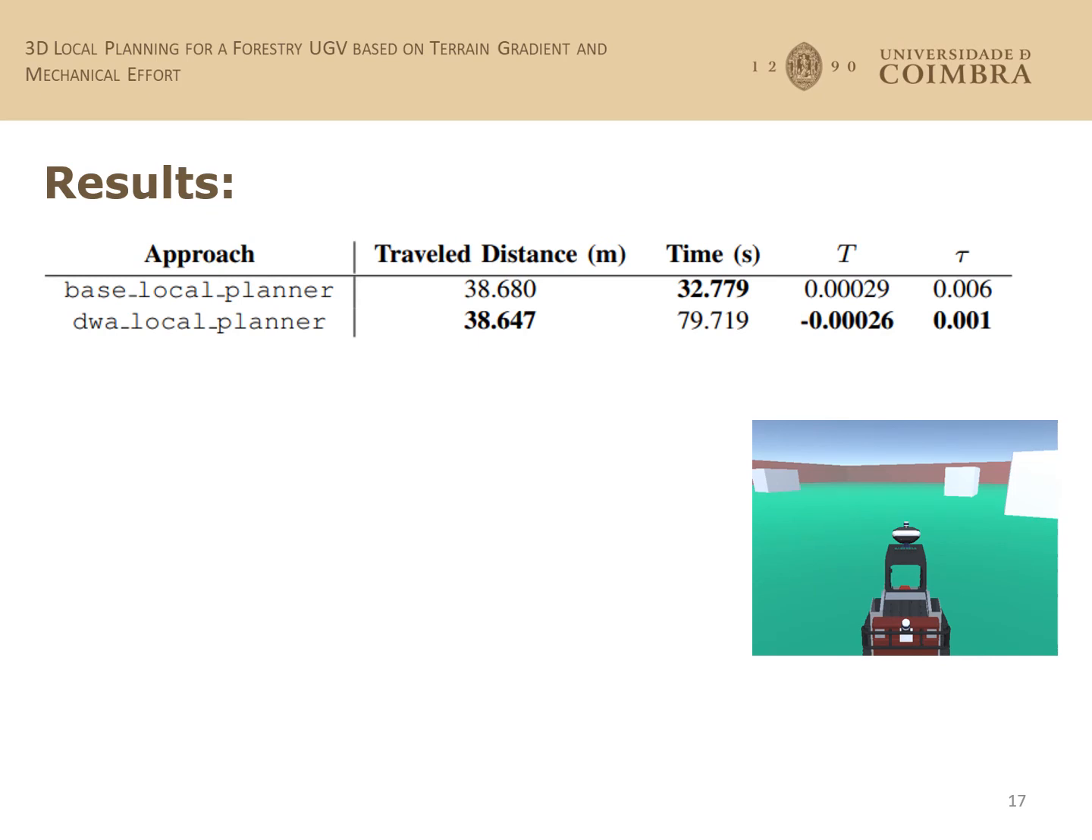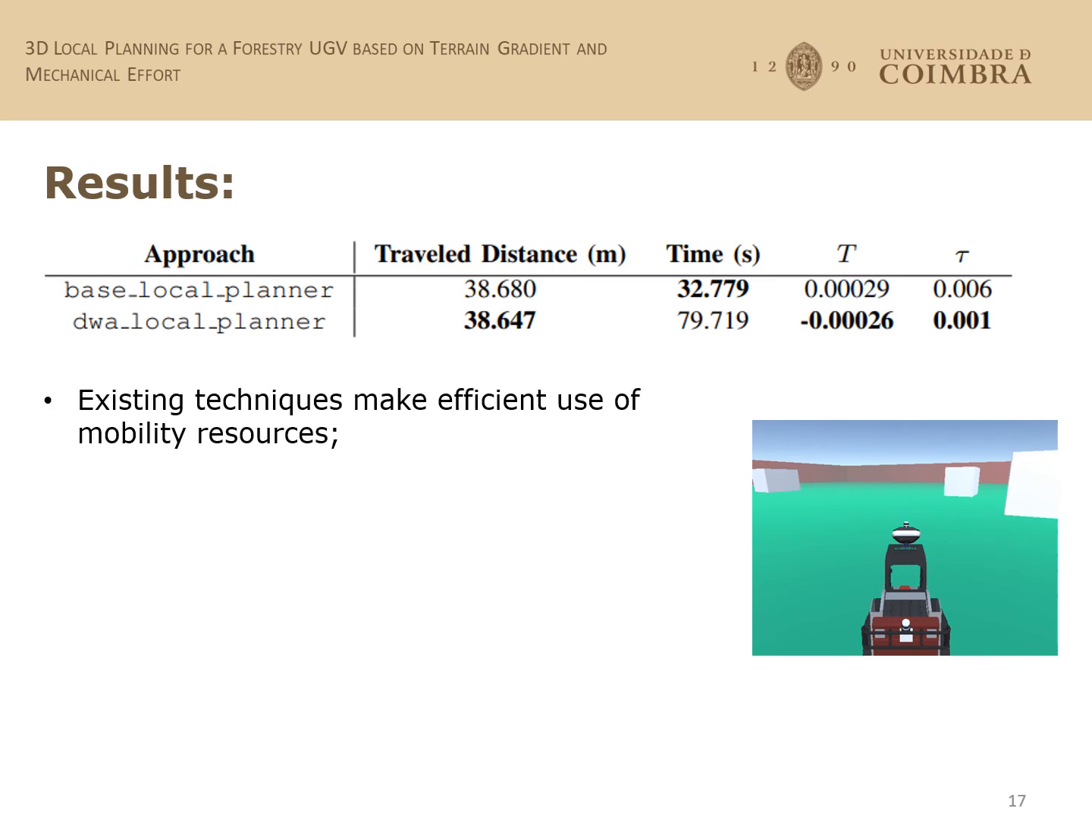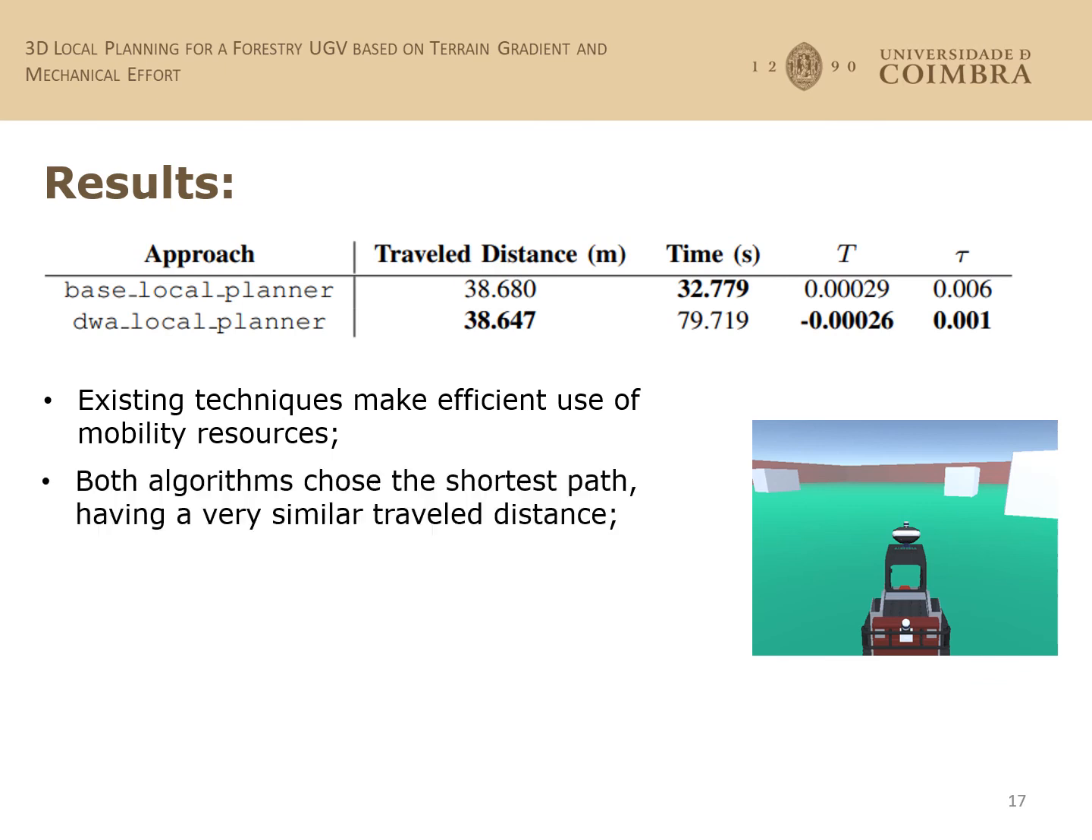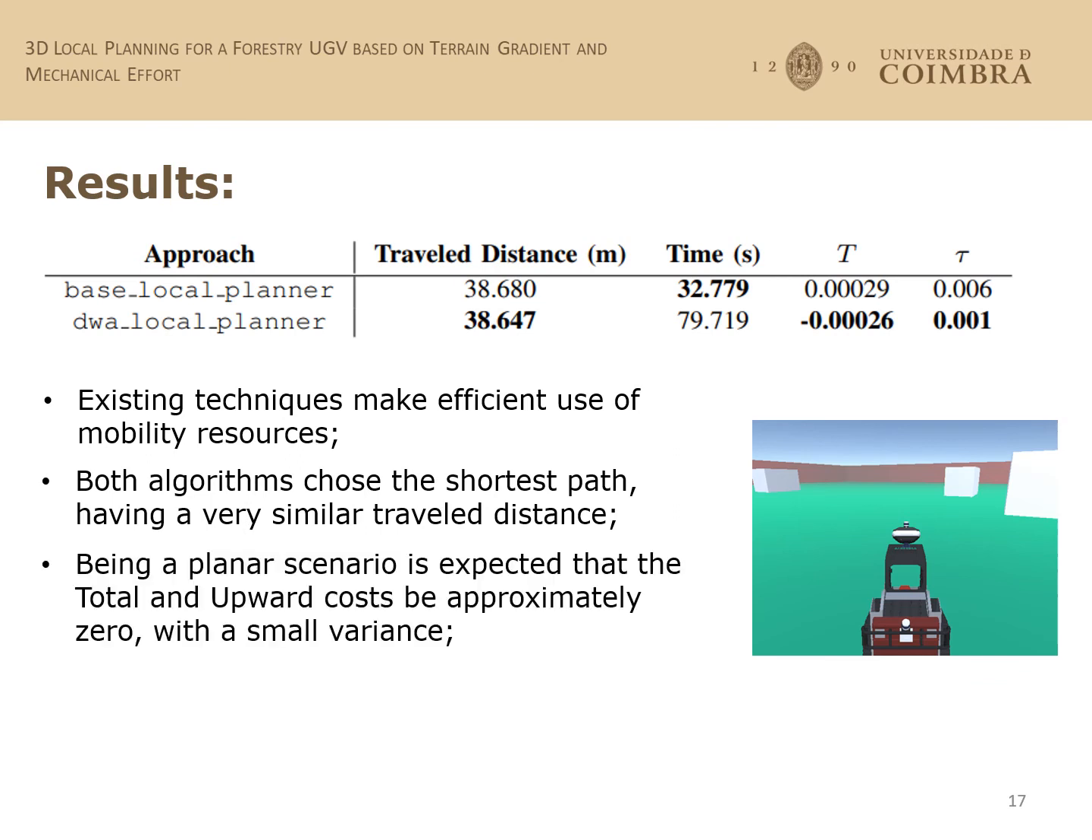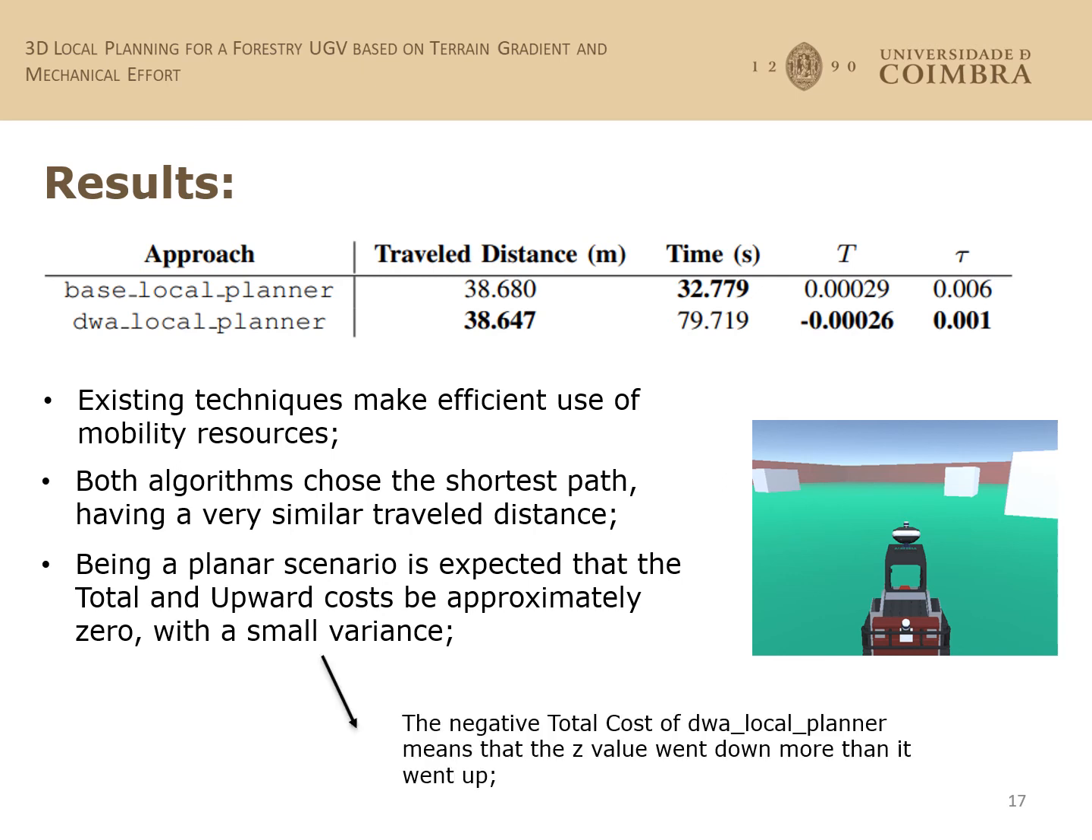In this first scenario, we can conclude three things. Existing techniques make efficient use of mobility resources. They can go from initial to a goal point efficiently. Both algorithms choose the shortest path, having a travel distance very similar. And being a planar scenario, it is expected that the upward and total cost be about zero, with a small variance. In the table, we can see that DWA has a negative total cost. This means that the z-value went down more than it went up, but in this case it's not significant.